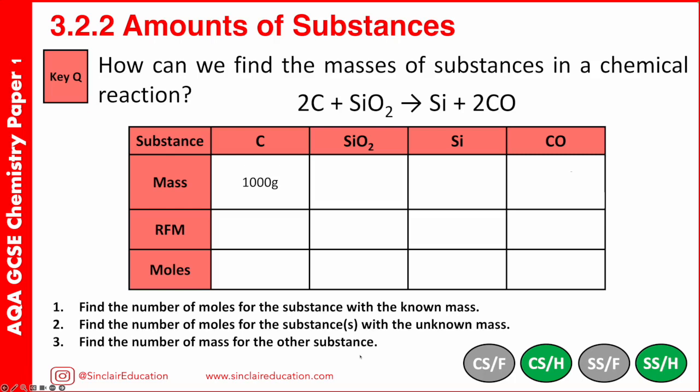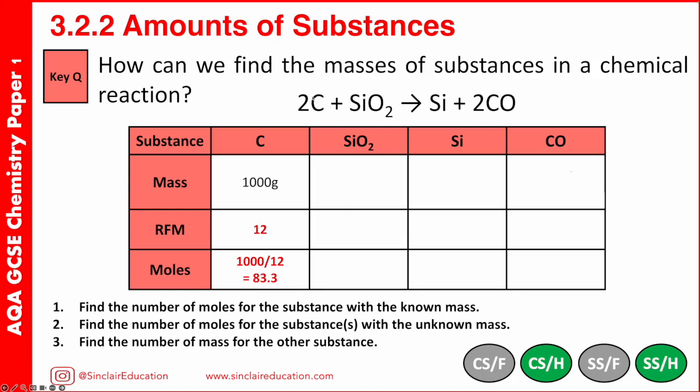So if we have a look at this one, it would be very unlikely to have to find the masses of multiple things, but if we look at worst case scenario, if we have 1,000 grams of carbon, we could figure out how much silicon dioxide we would need, and if we had enough of this, how much silicon and carbon monoxide we would need. So here we've got our RFM, first of all, carbon is just 12, and we'll figure out how many moles we've got. So in this case, 83.3.